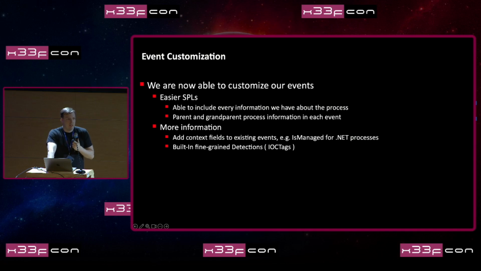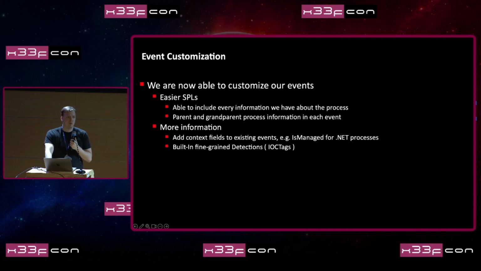But we are also able, since this is our sensor, to include stuff such as information about the parent process or the grandparent process if we need them to understand a certain event. But we are also able to add additional information, such as context fields to existing events.